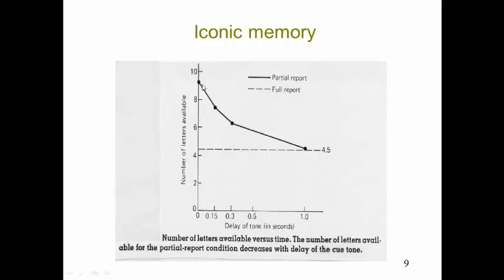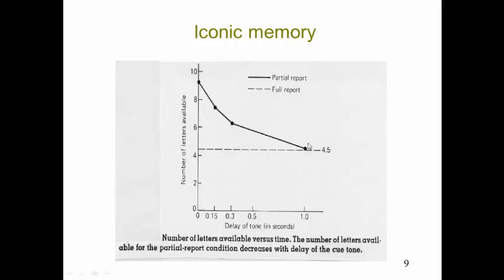If the cue comes immediately, they have the full benefit, and they will have access to about 9 letters, but once the delay of the tone has been increased to a second, the partial report benefit is gone, and people are back to this baseline performance of about 4 items.